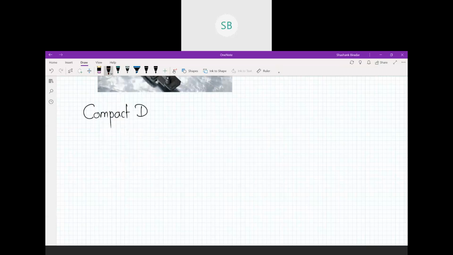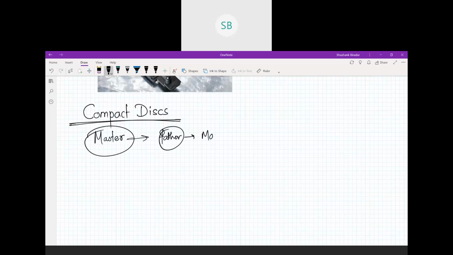Compact disks. So all of you are aware of these compact disks. Lastly we have seen the manufacturing of the compact disk. We are having a master, then we are converting that into various stages, from master to father disk, then mother, then son, and the final commercial compact disk.